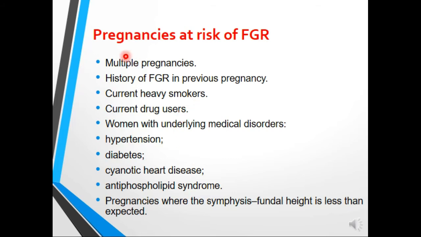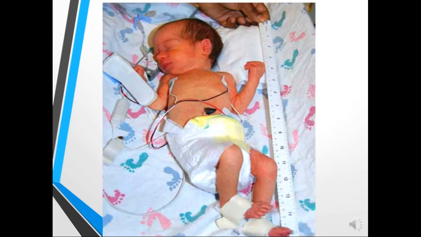Now the pregnancies that could be at risk for IUGR: multiple pregnancies, history of FGR in a previous pregnancy, current heavy smokers, current drug users, women with underlying medical disorders, hypertension, diabetic mother, cyanotic heart disease in the mother, antiphospholipid syndrome, and pregnancy where the symphysis fundal height is less than expected. These also carry risk of development of FGR.